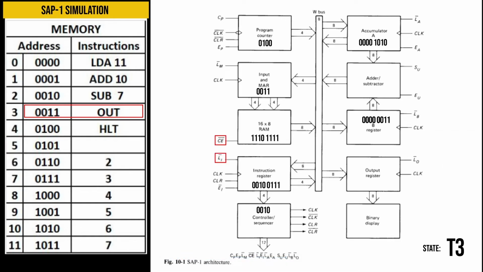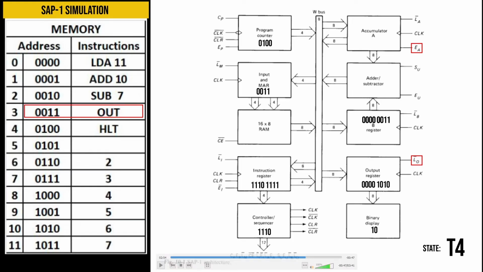T3 CE to the LI or instruction register. Boom. Then the higher nibble goes to the controller sequencer. And at T4, of course, since we are already at out, we'll have the EA and the LO pin. So the content from the accumulator goes to the output register. Then we'll display the decimal value of this lower.